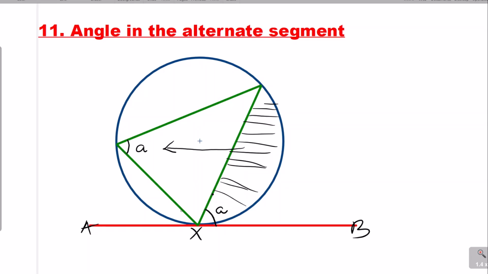On the other side as well, this angle B here is on this segment, so that is in the alternate segment with this angle that is here. So angle B and angle B, they are equal because they are angles in the alternate segment. If A is 50, the other A is 50. So if this is 50 degrees, this one should be 50 degrees. If this one is 60 degrees, then this one should be 60 degrees as well.